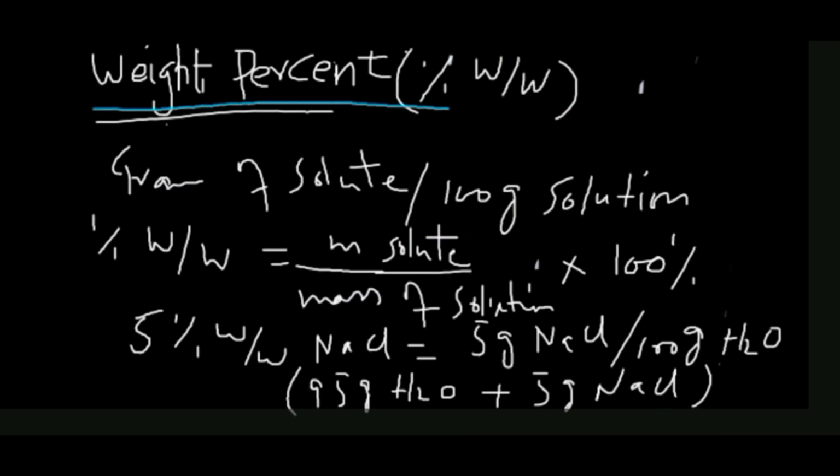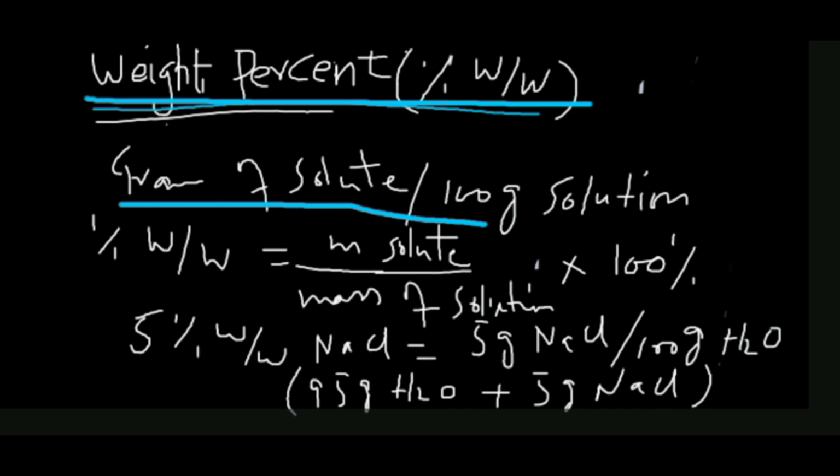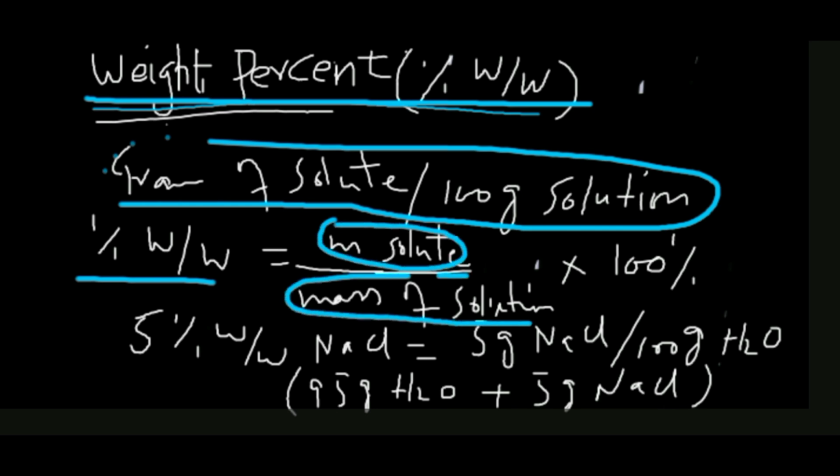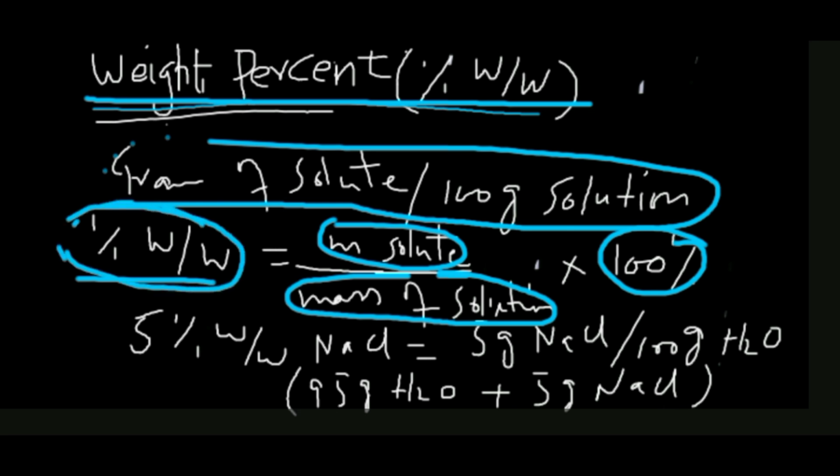Now another one is the weight percent solution. So a weight percent solution is the solution in which grams of solute are dissolved per 100 grams of solution. So you can say percent weight by weight will be equal to the mass of solute divided by the mass of solution, multiplied by 100. So from this we will get the percent of weight by weight of solution.